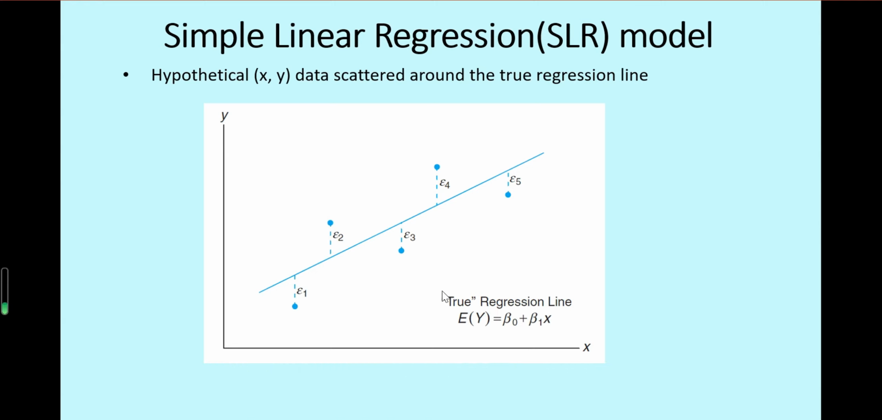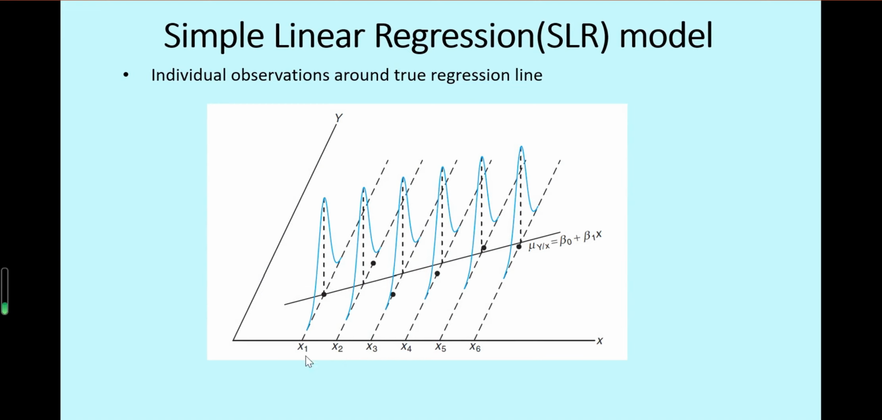But if we have many observations for the same x value, the random term epsilon will follow some distribution which has the same variance, no matter which x value it is, right? So this is called a homogeneous random variable. This is a very important assumption.